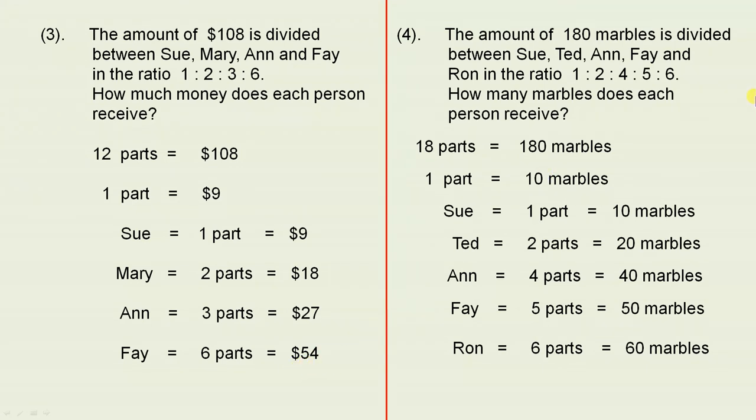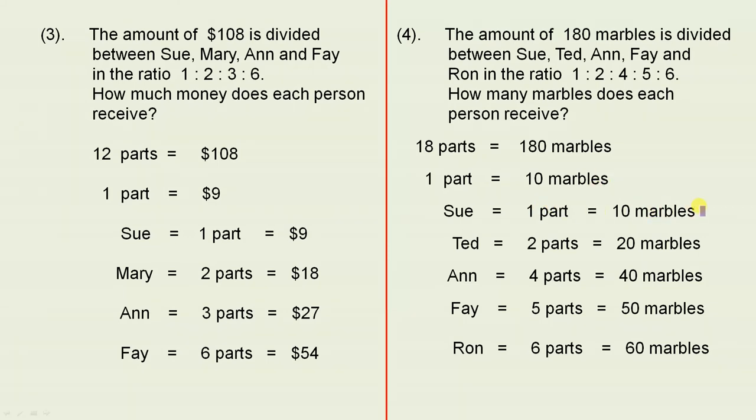And the final problem, the amount of 180 marbles is divided between Sue, Ted, Anne, Faye and Ron in this ratio. How many marbles does each person receive? 18 parts, because you add those numbers, that gives you 18. So 18 parts is 180 marbles, therefore 1 part is 10 marbles.